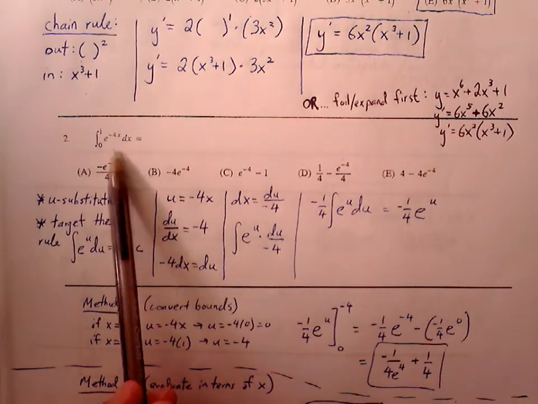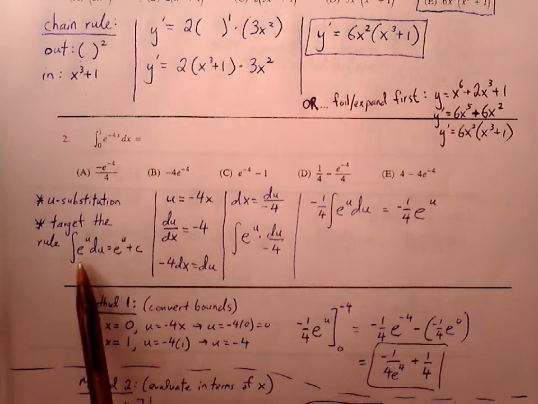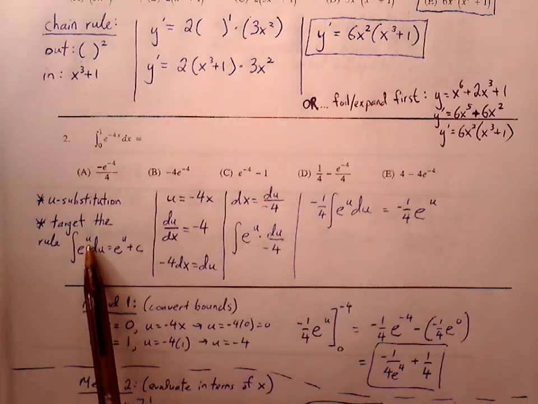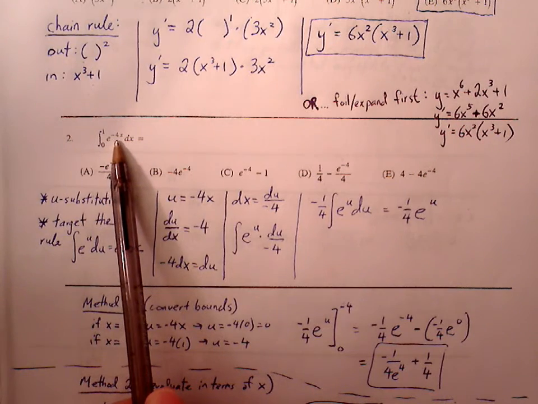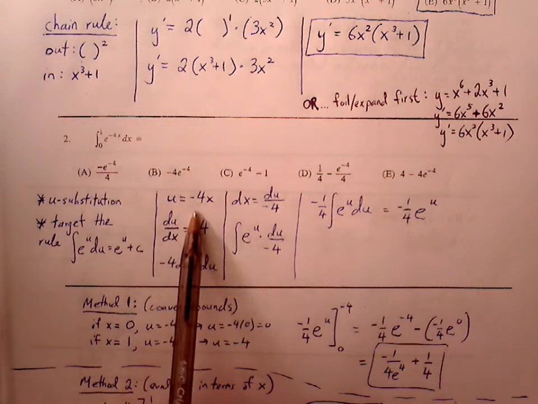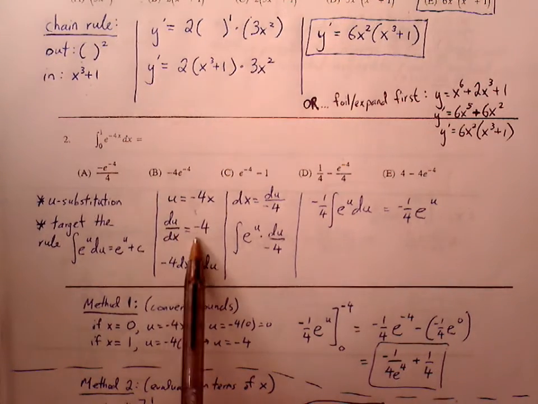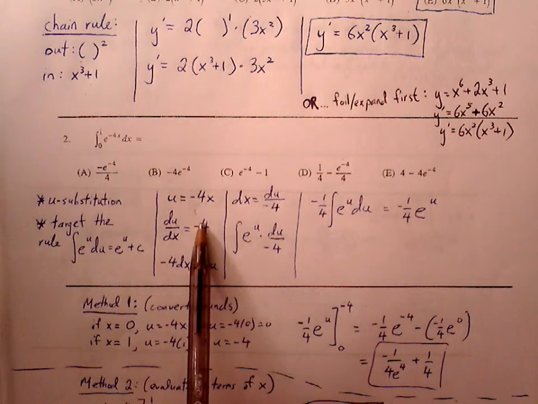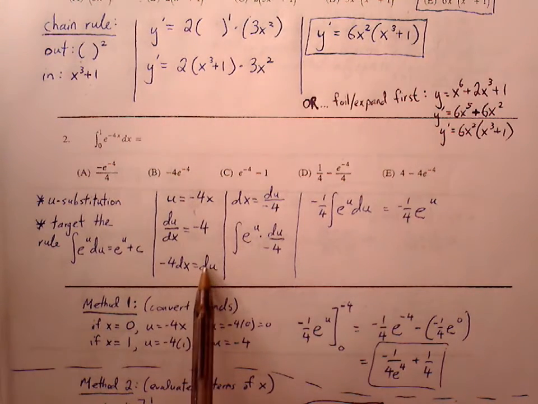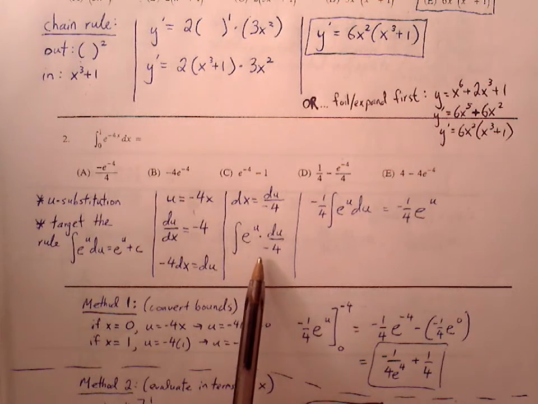So this is a U substitution problem. This matches the rule of e to the u du. If we're trying to match it up with this rule, then we should be able to identify our u value being the exponent. Our u value is negative 4x. We let that be our u value. We find the derivative, du dx equals negative 4. We cross multiply. We get negative 4 dx equals du. We want to solve for dx, and so we get dx equals du over negative 4.